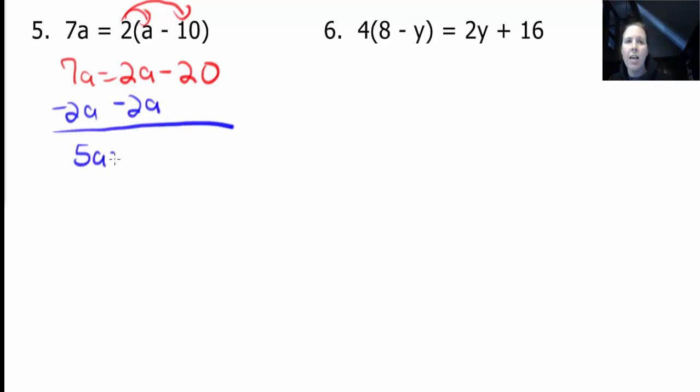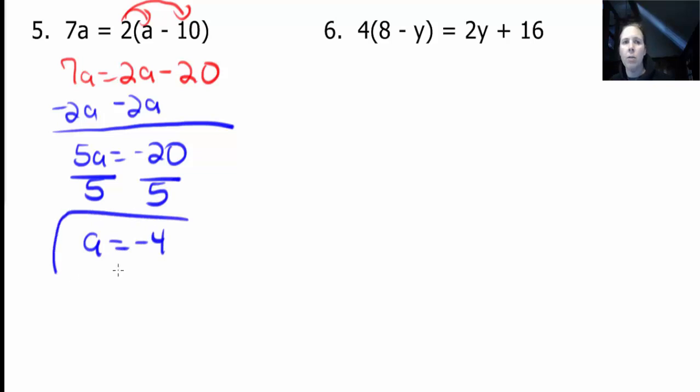So 5A equals negative 20. Divide by 5. A equals negative 4. I'm going to go a little bit faster. So if you need to stop it, that's fine, or if you need to ask me in class.